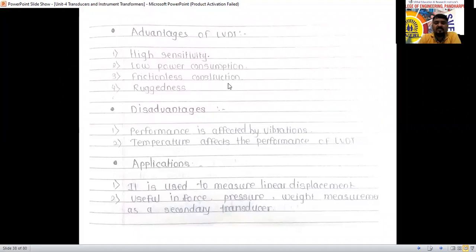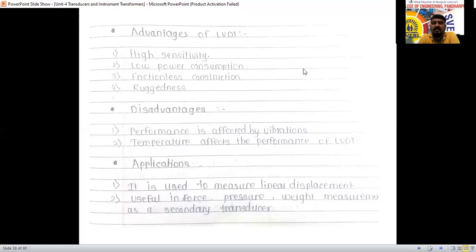Frictionless construction is there. Frictionless means there is no rotating part. The ruggedness is there and it is easy to operate. But the disadvantage it has is that the performance is affected by vibrations, because of the magnetic field or flux, some vibrations will be produced while doing the displacement. And temperature also affects the performance of the LVDT.